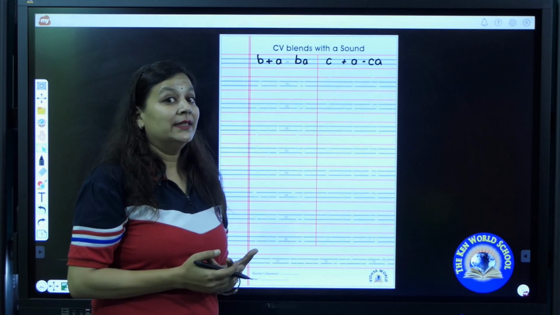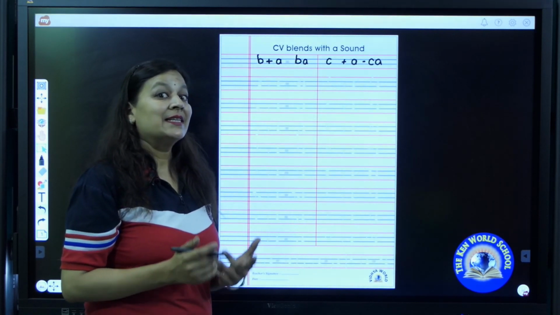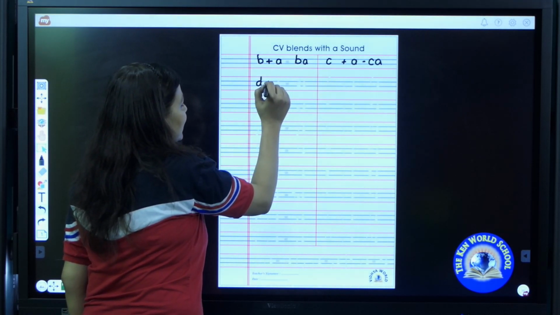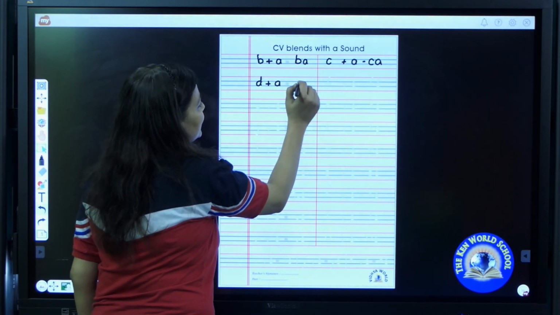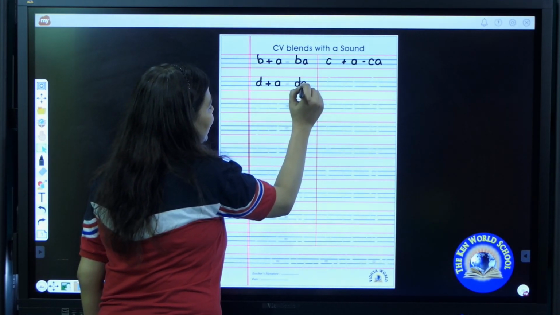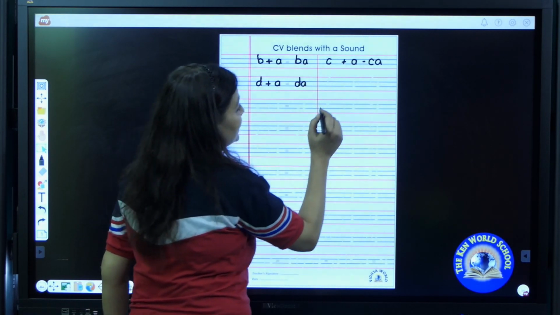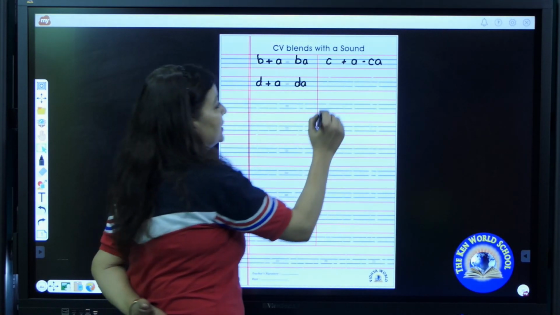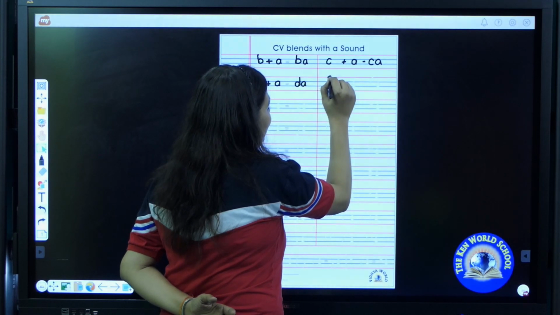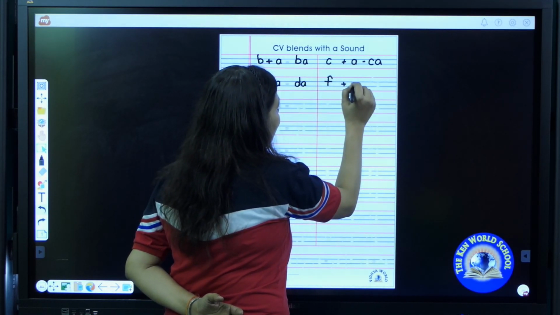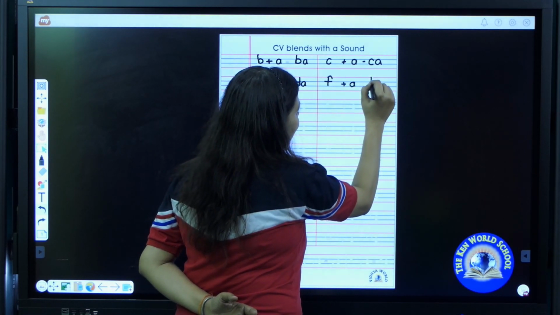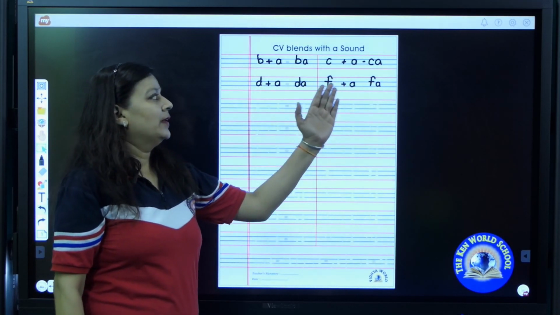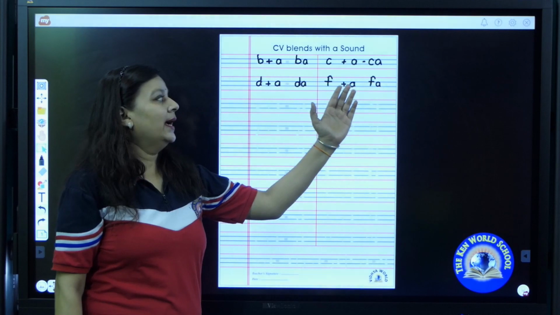Now which is the next consonant? Yes, it's D. So we will blend D, A, Da. D, A, Da. Now which is the next consonant? Yes, it's F. F. A, Fa. Now repeat after me. F A Fa. F A Fa.